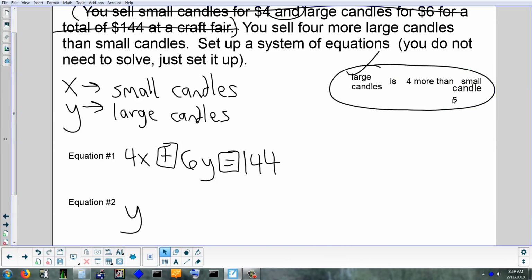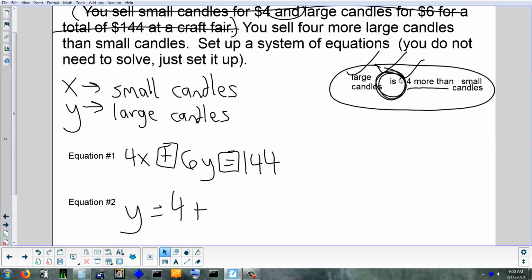The next thing, Mr. Hager kind of rephrased this, the next thing is what? The next thing written after large candles is what? After large candles it says what? Is. Good, Haley. Equals. What's going to come after? So I just did is. Brady, after is what? 4. What do I write? 4. More than. Plus. And just going through step by step, writing in what those things represent.